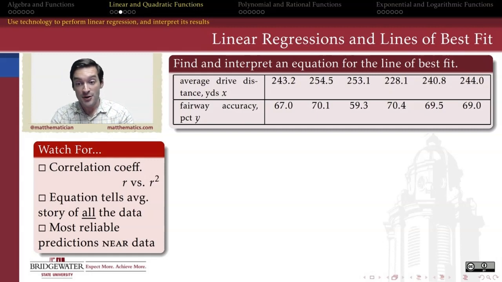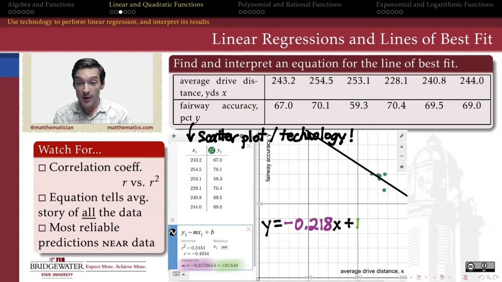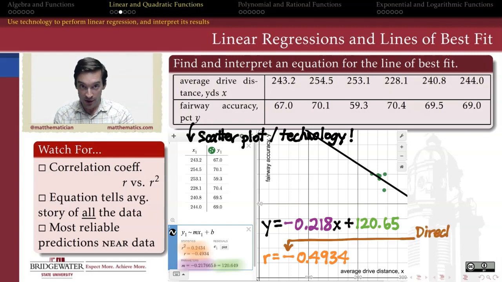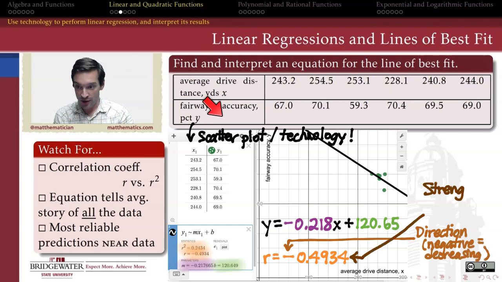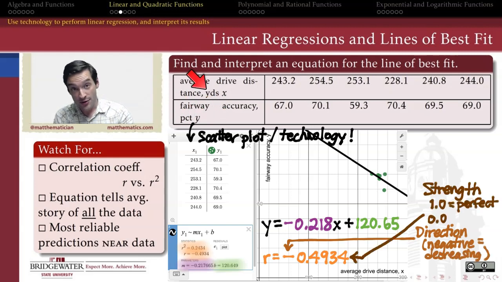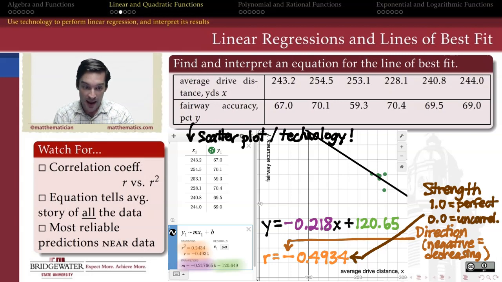A linear regression is a way to discover which linear equation matches a set of data points better than any other linear equation does. We can use technology to find a slope-intercept equation for this line of best fit, as well as its correlation coefficient r, whose sign tells you the direction of the correlation. Here, fairway accuracy for golfers decreases as their average drive distance increases. And the magnitude of that correlation coefficient tells us the strength of the correlation.